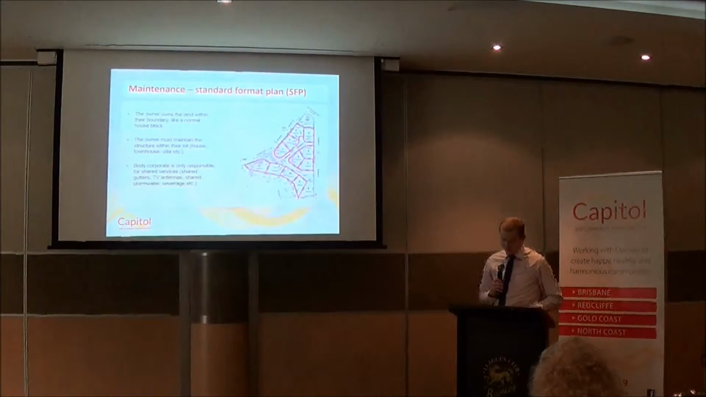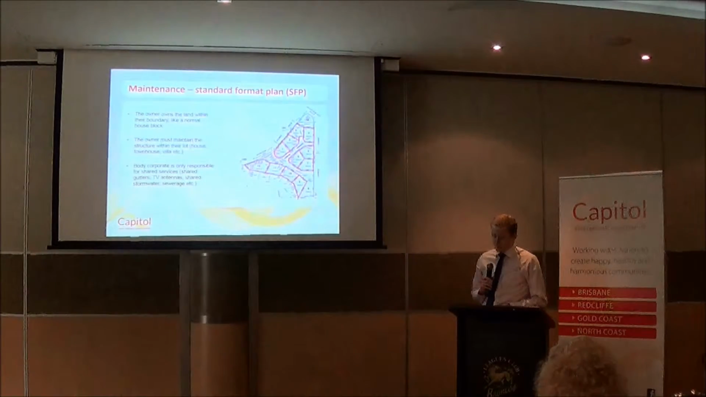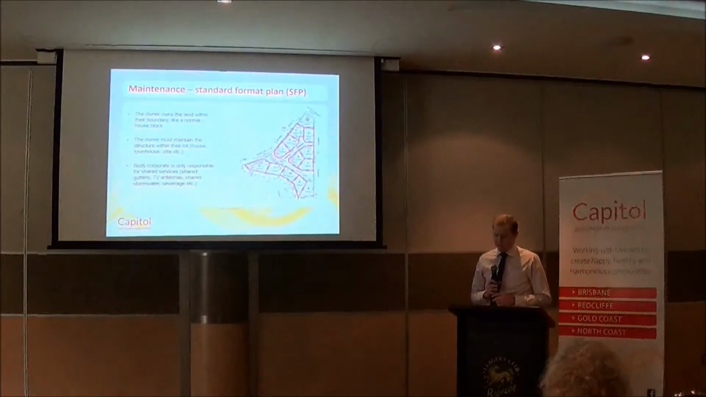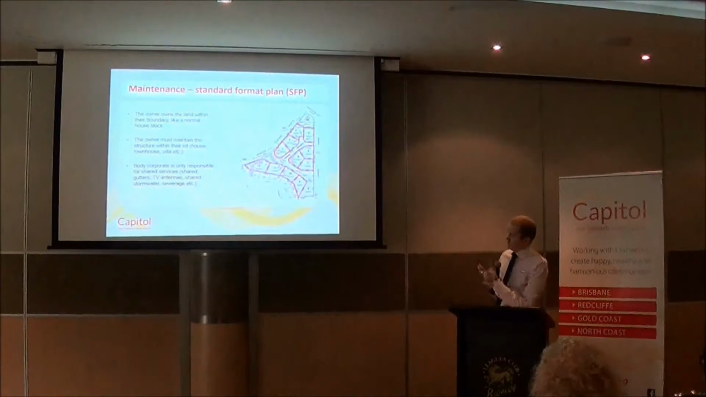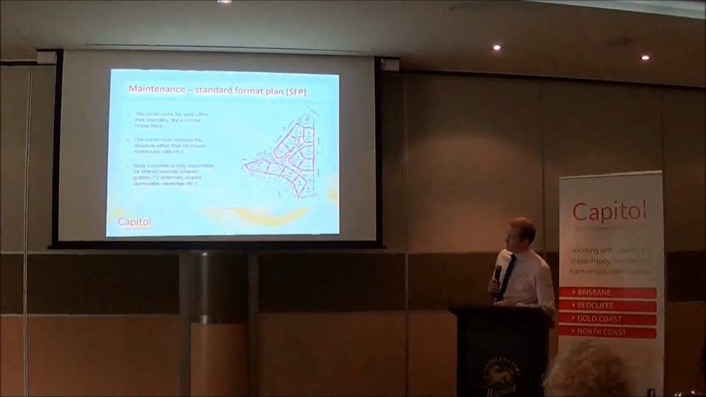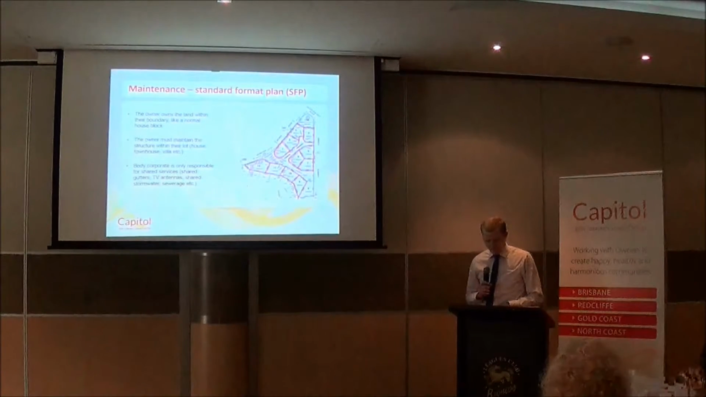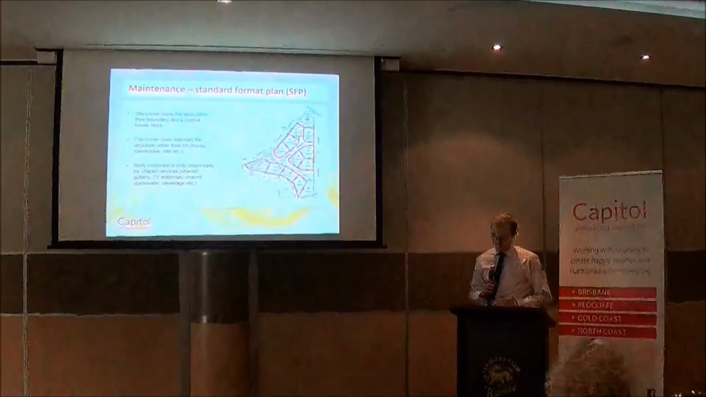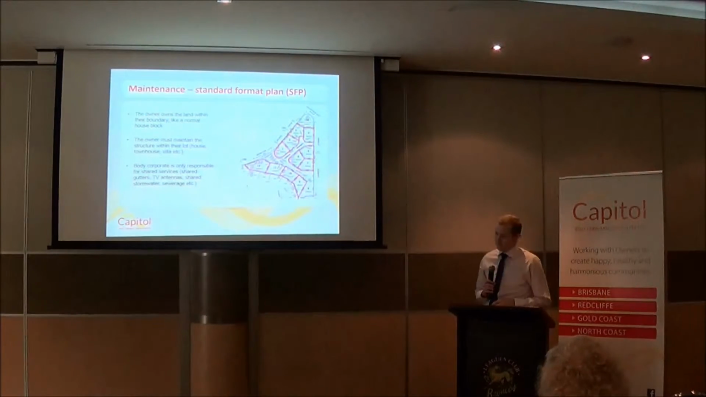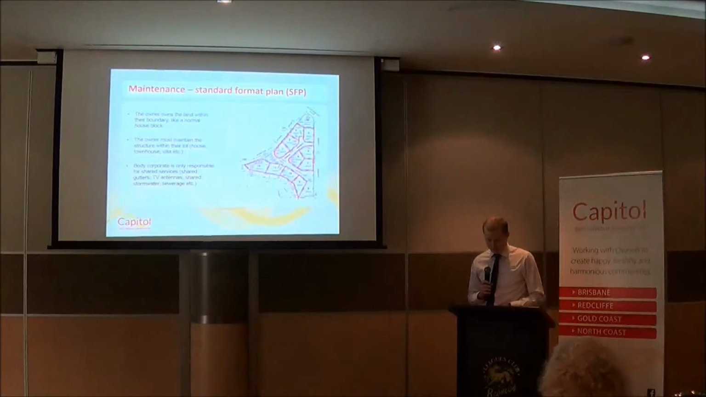Whereas this illustration is highlighting the standard format plan. So this is where the owner owns the land within that boundary. Like a normal house block, you can see it actually runs to the full extent of that boundary. The owner is responsible for maintaining that structure within their lot. So anything within that red outline there falls back on the owner in this circumstance.